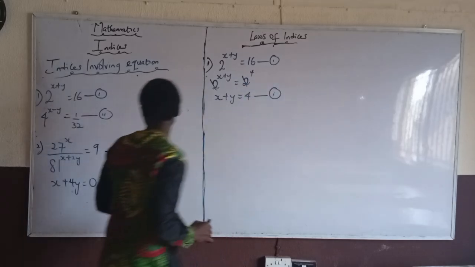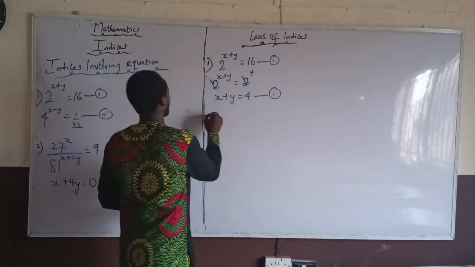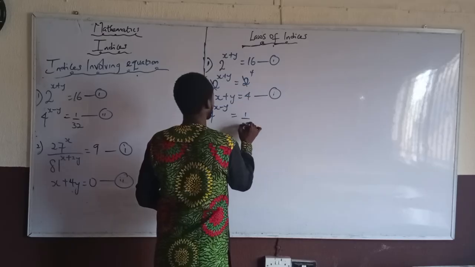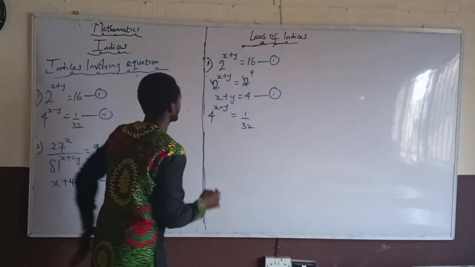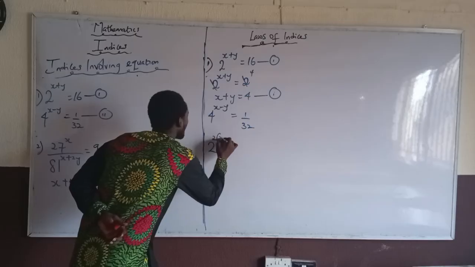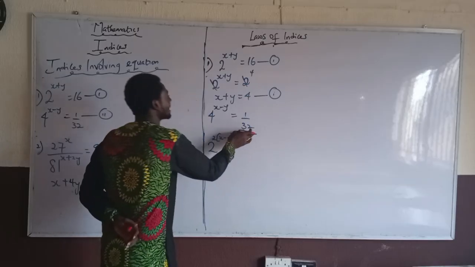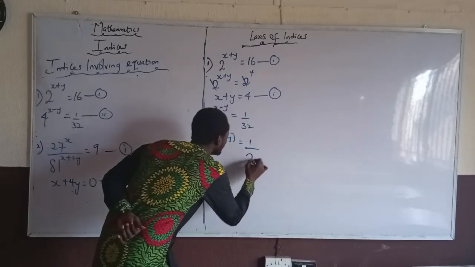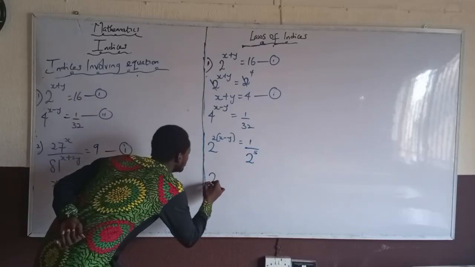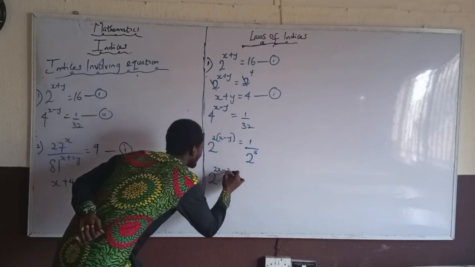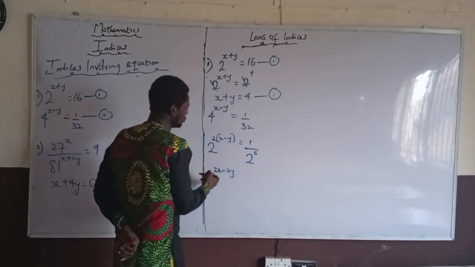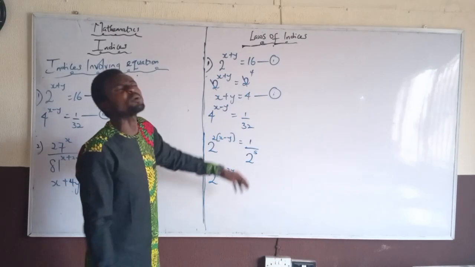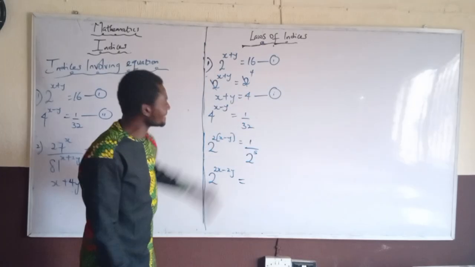This is equation 1. For equation 2, I have 4 raised to power x minus y is equal to 1 over 32. So here is 2 raised to power 2, I have x minus y equals this 1 over 32. We have 32 as 2 raised to power 5. So here is 2 raised to power 2x minus 2y. 2 times x is 2x. 2 times minus y is minus 2y, equals to, this is a positive power, and bringing it up becomes negative.